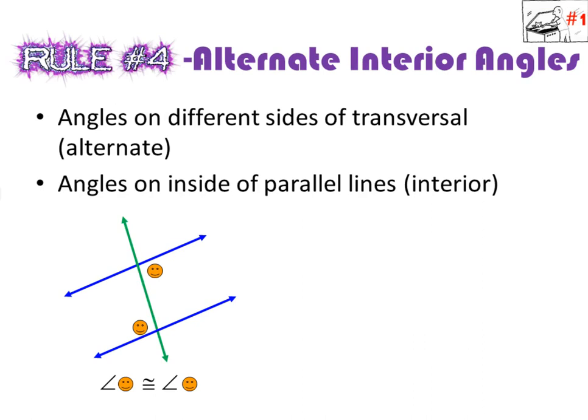Alternate interior angles. The interior is this area in between the two parallel lines. So both of these angles are interior. Alternate means that they are on opposite sides of the transversal. So they are alternate interior and they are congruent.